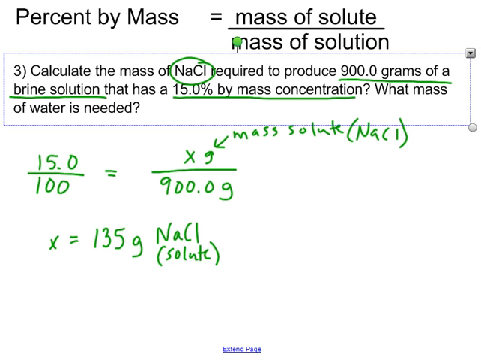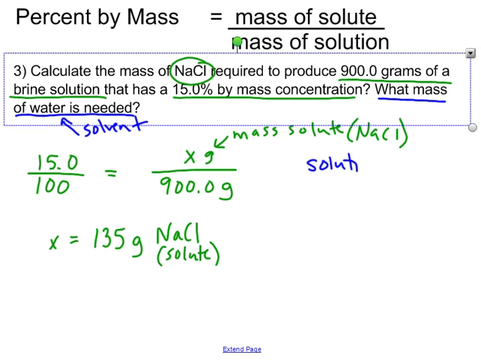So now let's think about this overall problem. That's not what the question's asking. The question is asking for the mass of water that is needed. Well, the water is our solvent. So how are we going to find the mass of our solvent? Well, let's think about this.